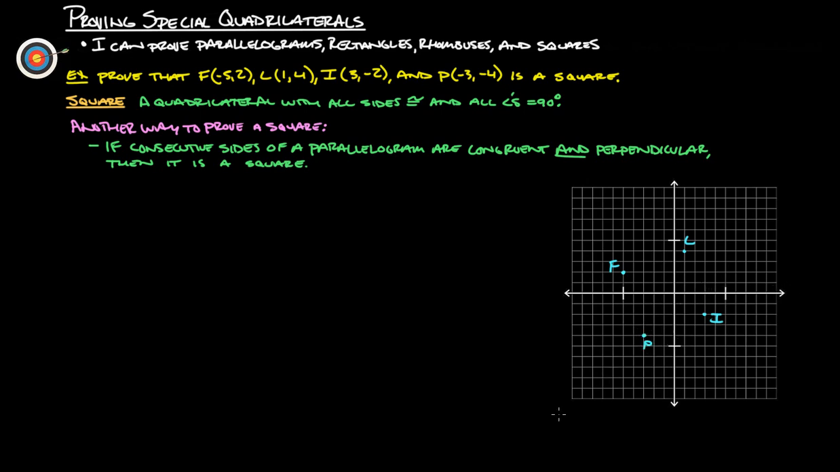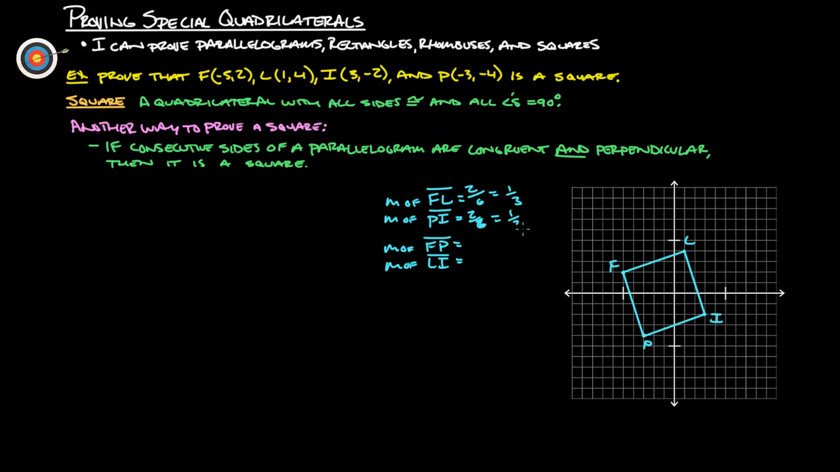Okay, and then we've got to show that that is a square. So here's our square. We've got to show that it's a parallelogram first. So for opposite sides, we find the slopes of both. Slope of F to L: rise over run. Start with the leftmost point. Up 1, 2, over 1, 2, 3, 4, 5, 6. So 2 over 6, which is 1/3. And then P to I is up 2 over 6, which is also 1/3. So we've shown that this side is parallel to that side.